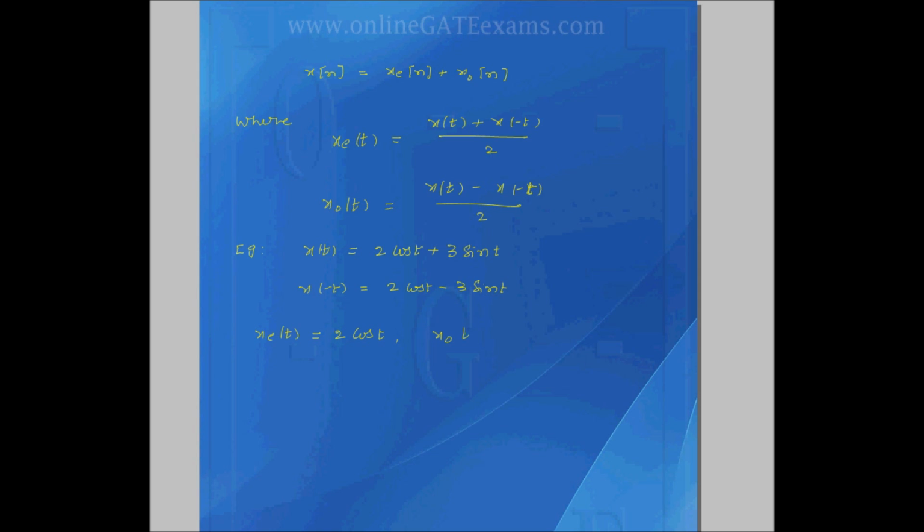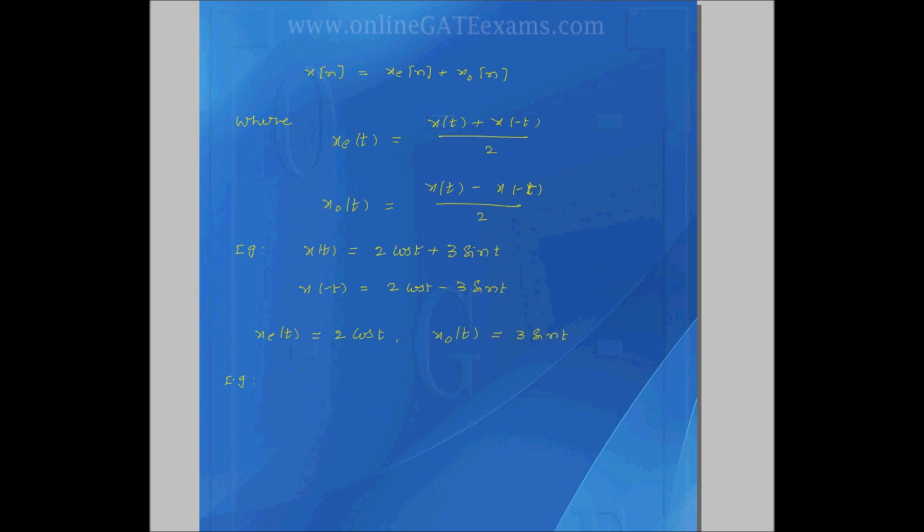Similarly, you can get xo of t to be equal to this minus this. If you subtract this from this, this will get cancelled out and you get 6 sin t by 2, which is nothing but 3 sin t. So for the given signal x of t, the even part is 2 cos t and the odd part is 3 sin t.